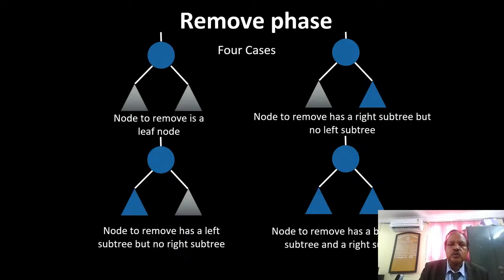Fine. So in the removal phase also 4 cases are there. The node to remove is a leaf node. Then how to remove a leaf node here? The node to remove has a right subtree but no left subtree. And these are the things I think we can take in another video.